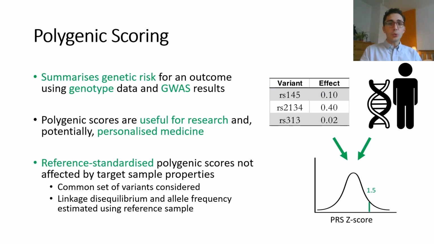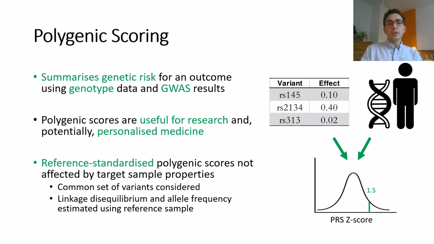A polygenic score is a way of summarizing an individual's genetic risk or propensity for a given outcome, typically calculated based on an individual's genetic variation and genome-wide association study summary statistics, referred to as GWAS SumStats. Polygenic scores are a useful research tool and could also be useful for personalized medicine as their predictive utility increases.